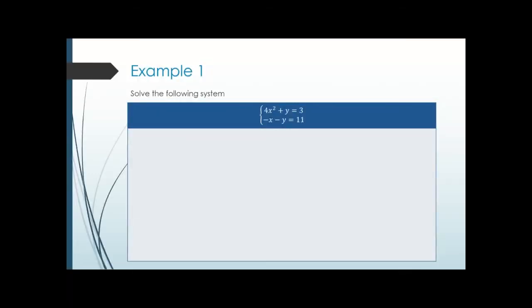So here's the first one. We have 4x squared plus x equals 3 and negative x minus y equals 11. So this is nonlinear because one of the equations is quadratic, because that has that x squared. So because it's quadratic, we expect to get 2 solutions. Now the way that this is set up, I can actually solve this using elimination because if I add these, my y's will cancel because I have a plus y and a minus y. So that's what I'm going to do here.